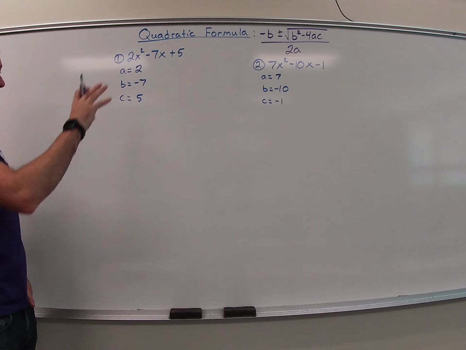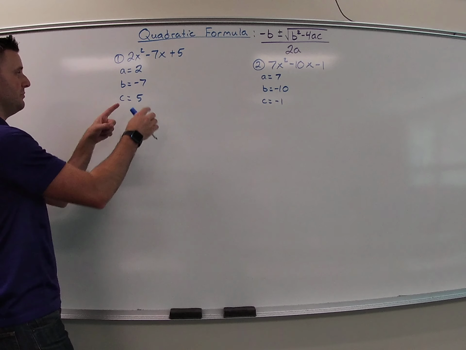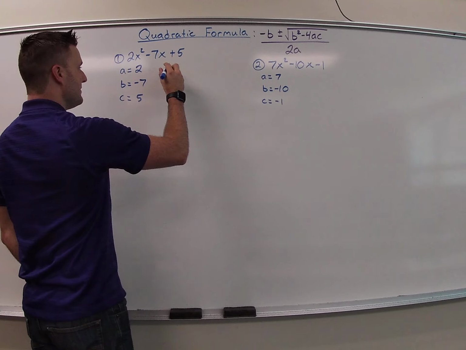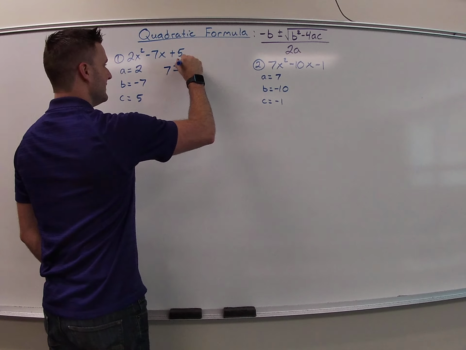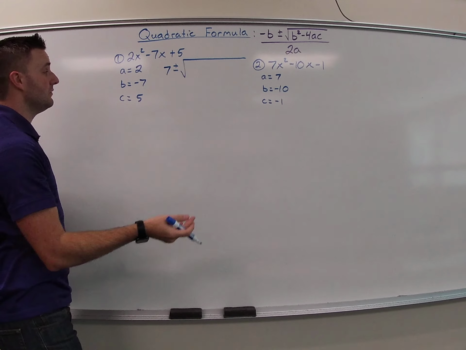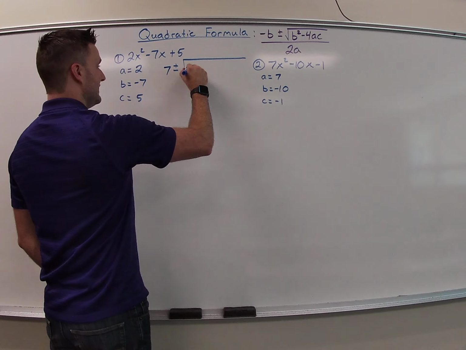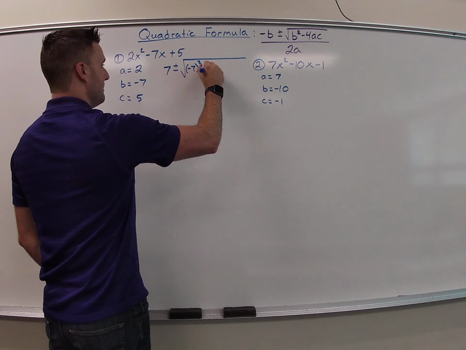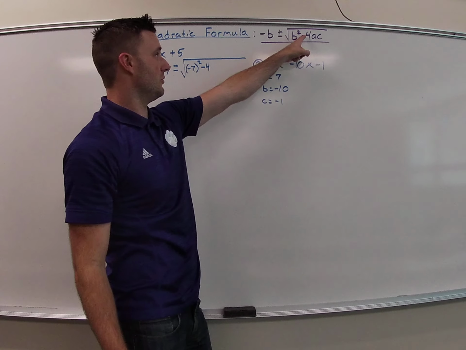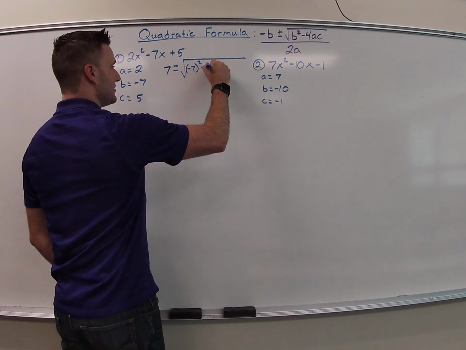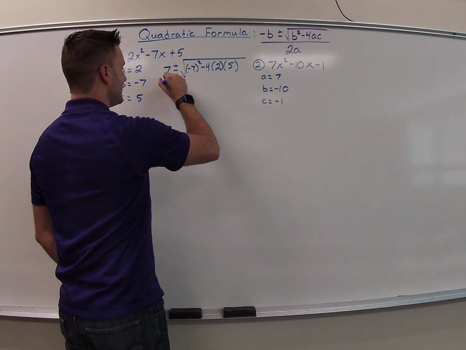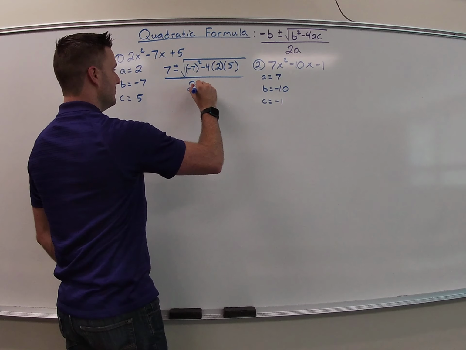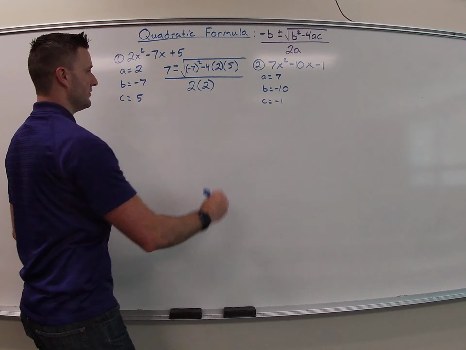All right, plugging into that formula. So the opposite of b is negative 7, so the opposite of b would be a positive 7, plus or minus the square root of b squared, so that would be negative 7 squared, minus 4, because that's part of the formula, times a, which is 2, times c, which is 5, and this entire thing is all over 2 times a, which is 2.